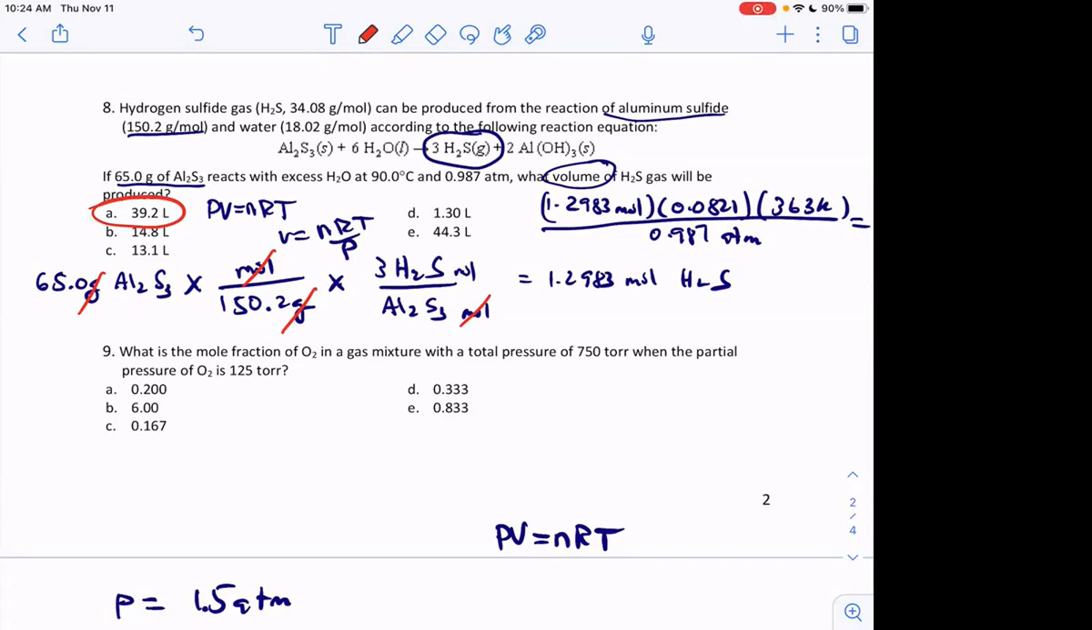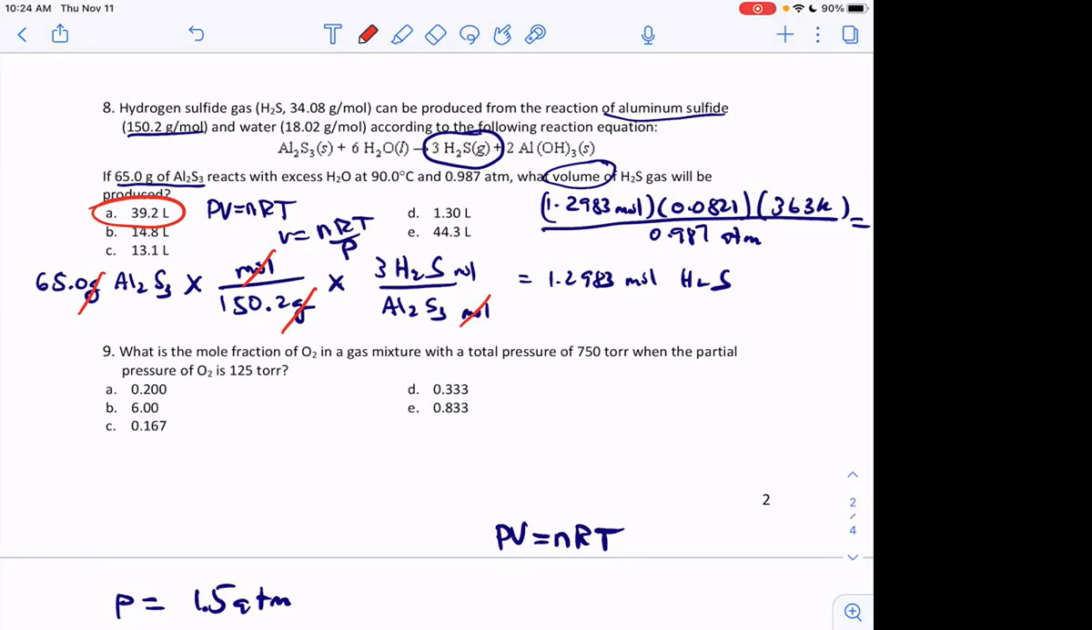What is the mole fraction of O2 in a gas mixture with a total pressure of 750 torr when the partial pressure of O2 is 125 torr? Really, if you know what Dalton's law of partial pressure is, it is as easy as it looks. What do I do? 125 over 750. That's all it is. Just that you realize that the mole fraction is proportional to the pressures. So that's all it is.